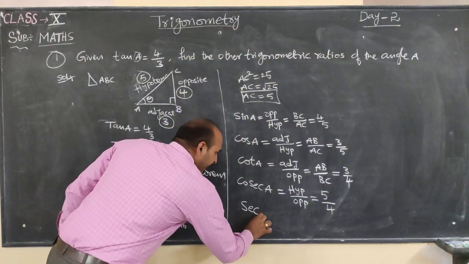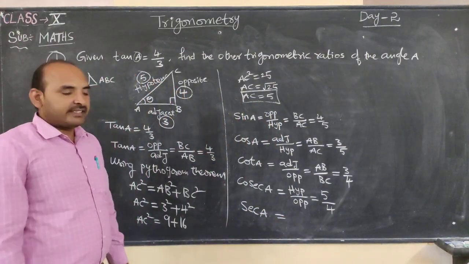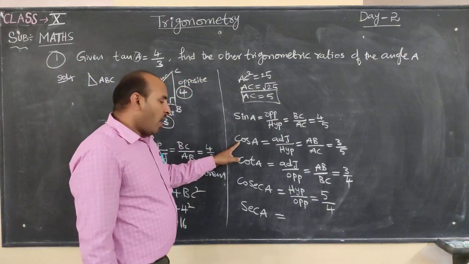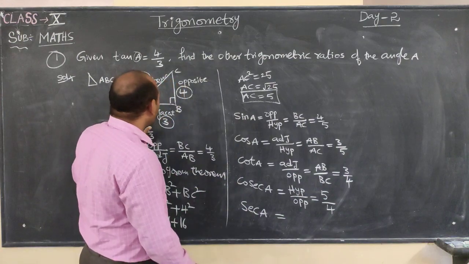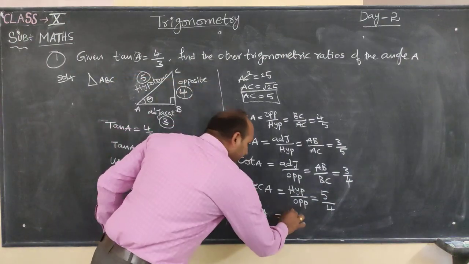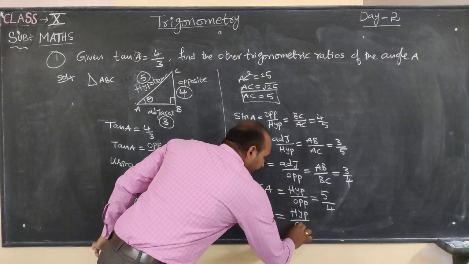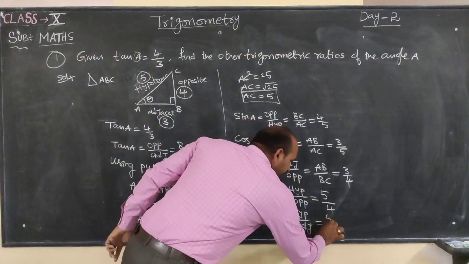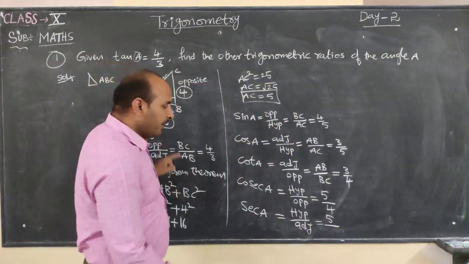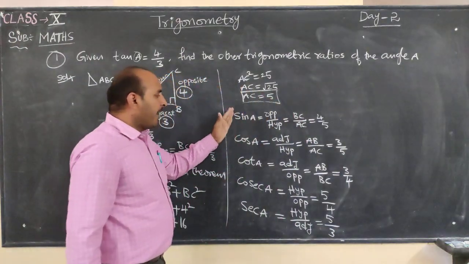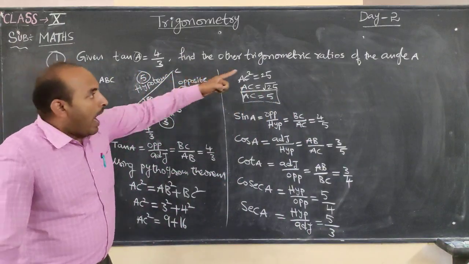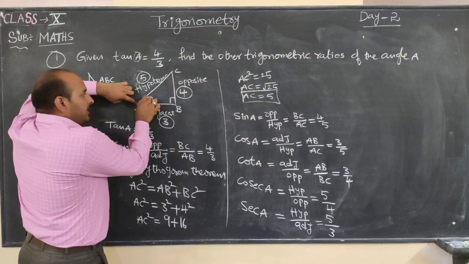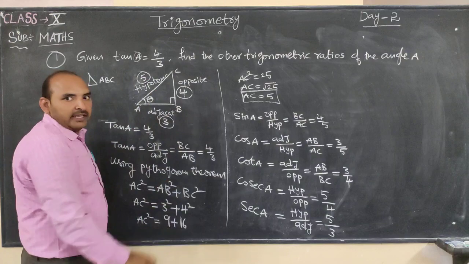Next one, secant A. Secant A is the reciprocal of cos A, 1 by cos A, or by formula, hypotenuse divided by adjacent side. The hypotenuse value is 5, divided by adjacent side value 3. 5 divided by 3. These are the remaining 5 trigonometric ratios of the angle A. See, here the angle is present at A, which is treated as theta.